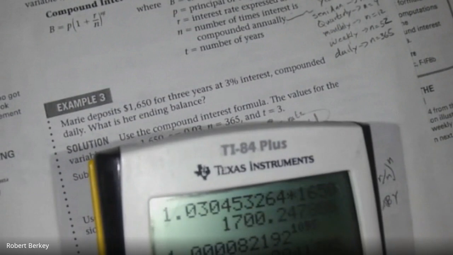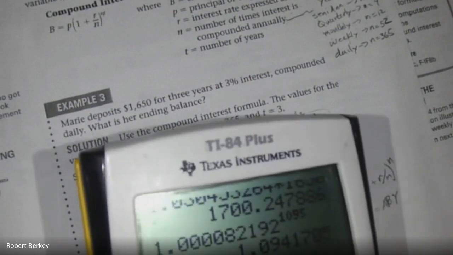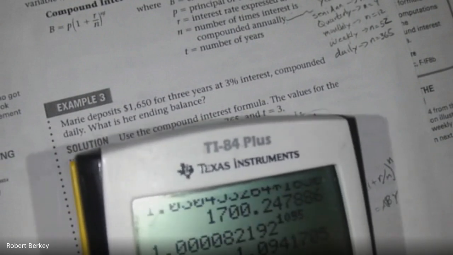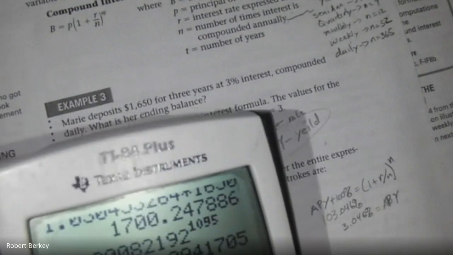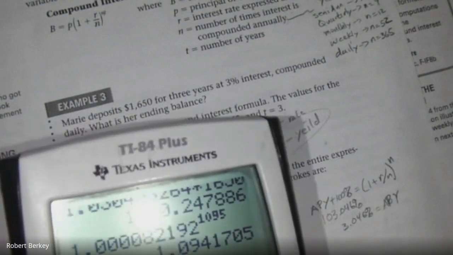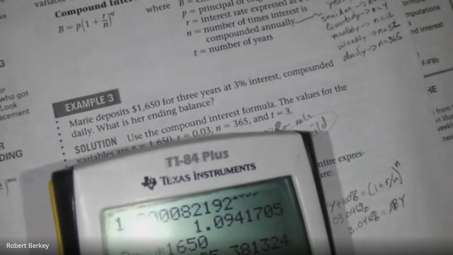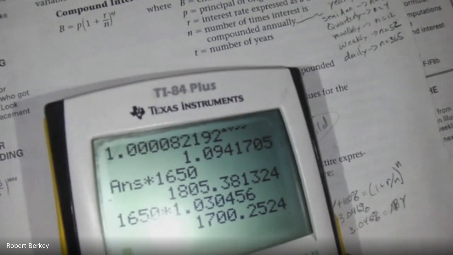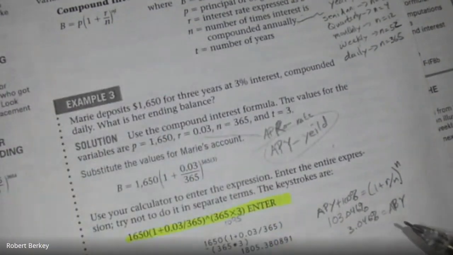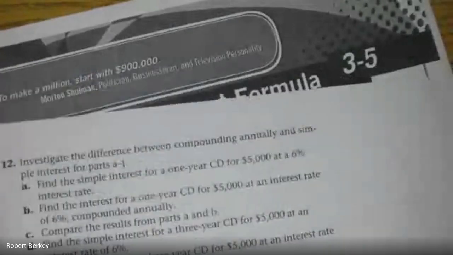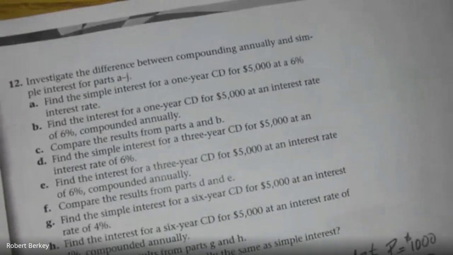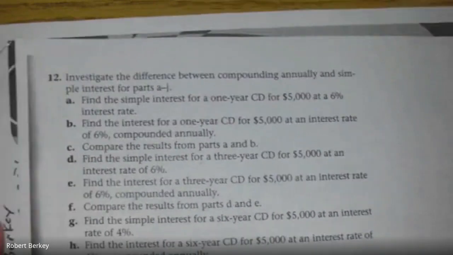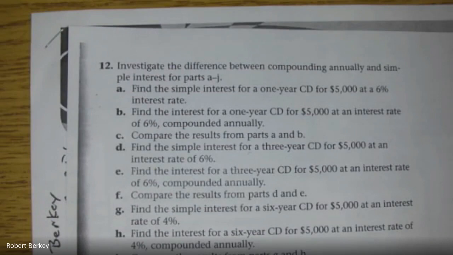All right, so 1,650 times 1.030456, and you end up pretty close to 1,700, which is what we got up above. So we end up doing the same thing here. So that's the big thing, calculating the APY, and we're just practicing calculating compounding and then calculating the yield.